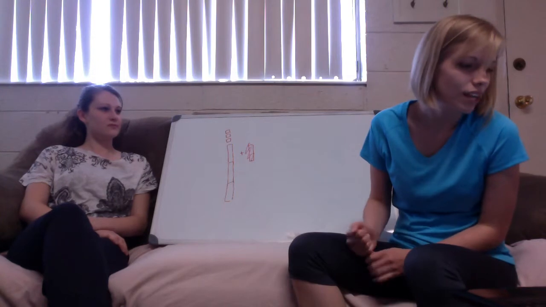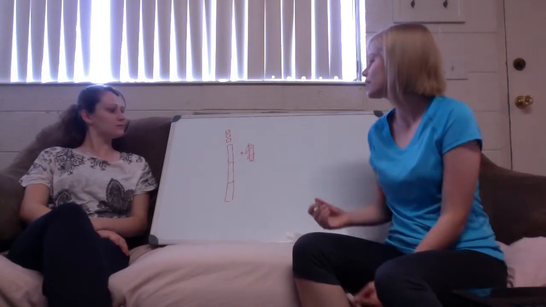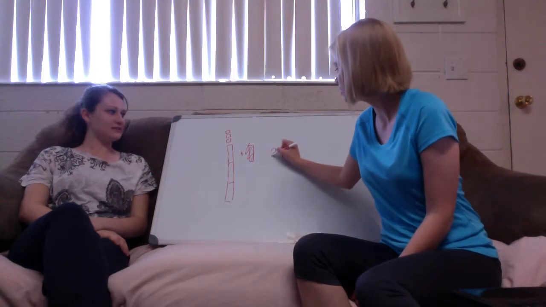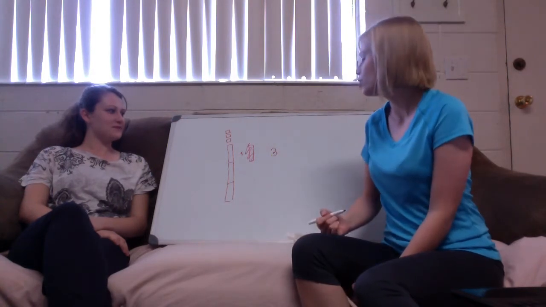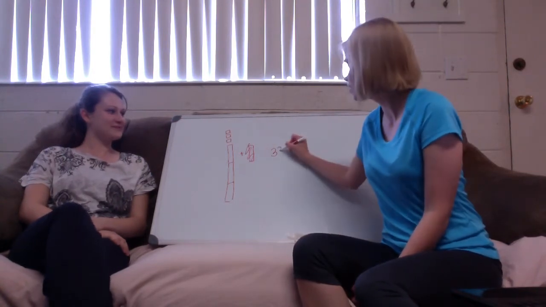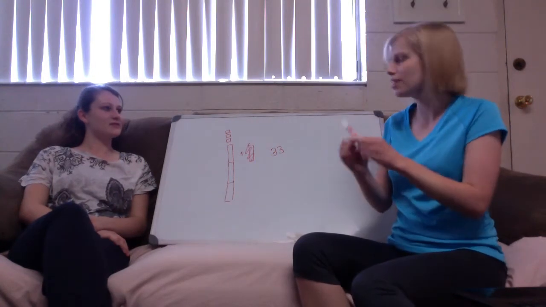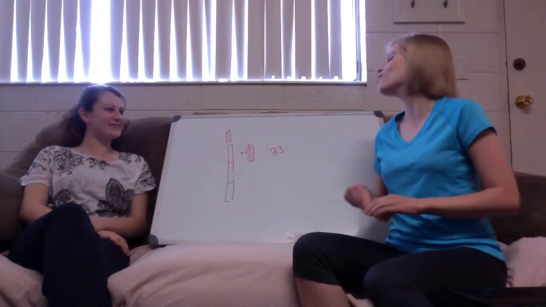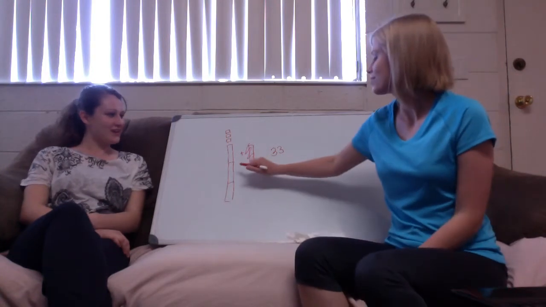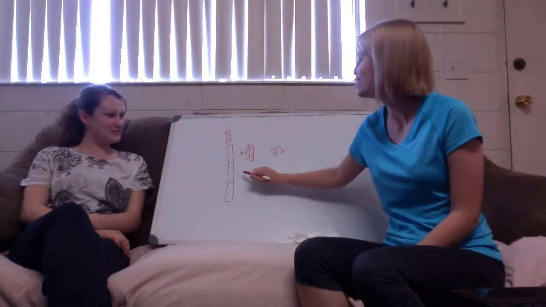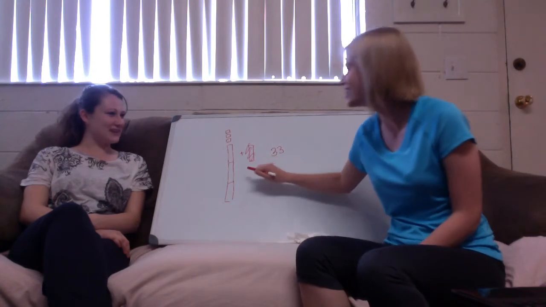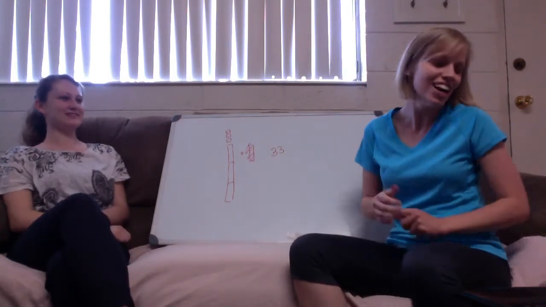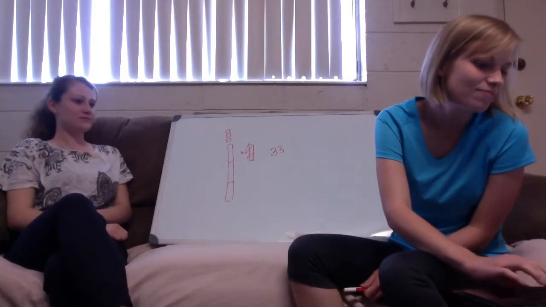So, what is the next step? What goes in the tens column? The 30. And what goes in the ones column? The 3. And what's the last step? What do we do when we're finished? We read the whole problem. So 23 plus 10 equals 33. Good job. Good job reading it together.